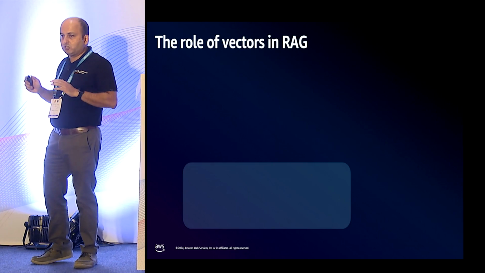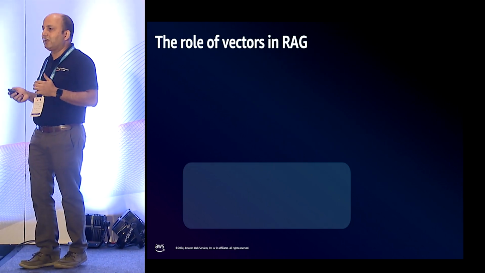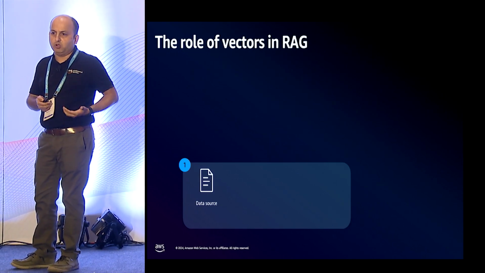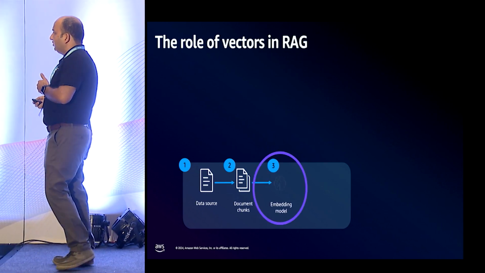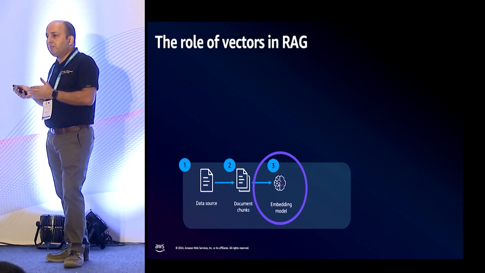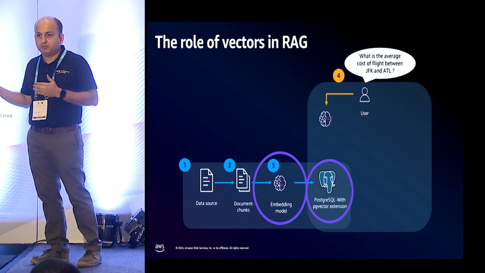So to put the entire picture, how a general generative AI application which is using RAG will look like. Let's say I have some document data with me, and then I break that data into document chunks, and then I pass that data into an embedding model. So now I've created the embedding out of my data. I have to store that embedding somewhere. I'll store it in some database.